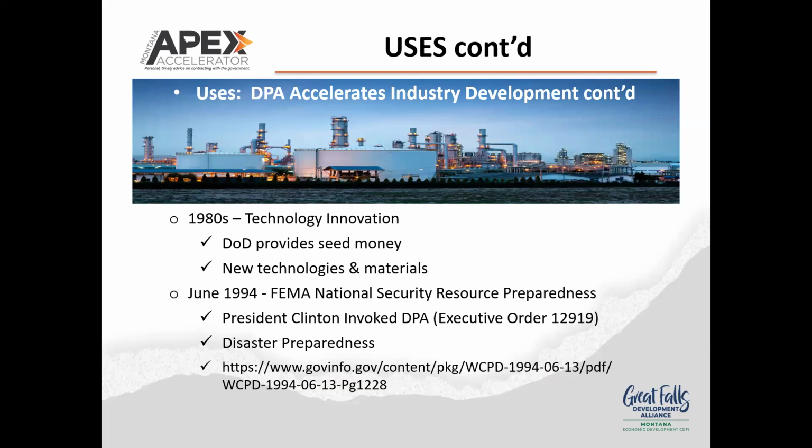In 1994, President Bill Clinton invoked the law to implement national security resources preparedness during disasters under the advisement of the FEMA director. The order allows FEMA to work with other federal departments to order producers and distributors to prioritize resources in preparation of and in times of disaster. The information for this can be found at www.govinfo.gov.